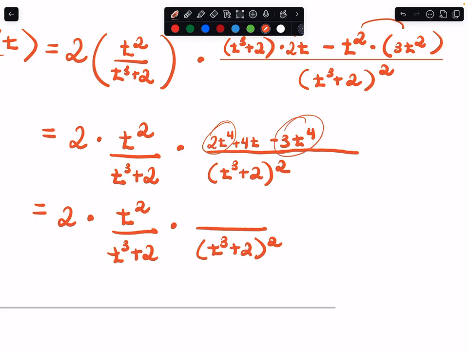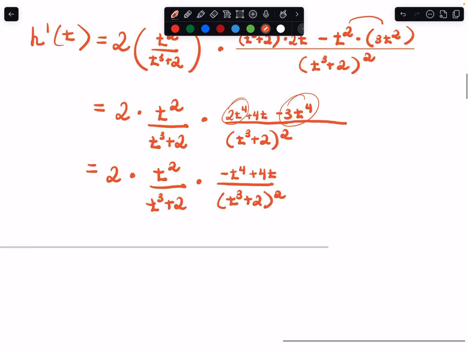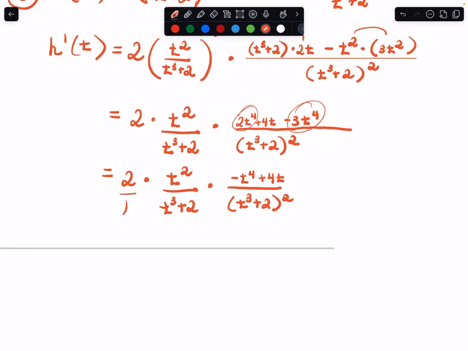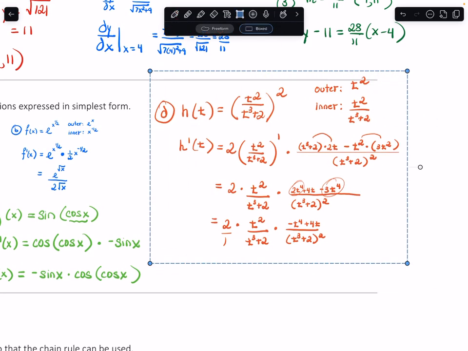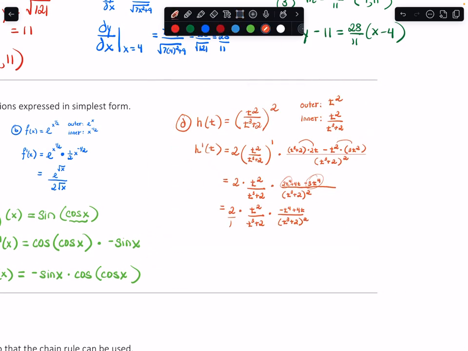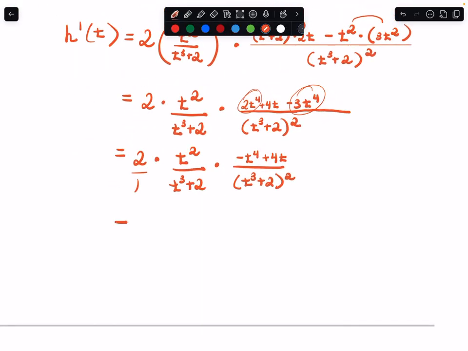So that's minus what? Minus t to the fourth plus 4t. Okay, now you're multiplying fractions across, right? So let me just shrink this a bit. I don't want to run over into my space underneath. So I might leave my final answer here for h prime of t. I might leave it like this: 2 times t squared times minus t to the fourth plus 4t.